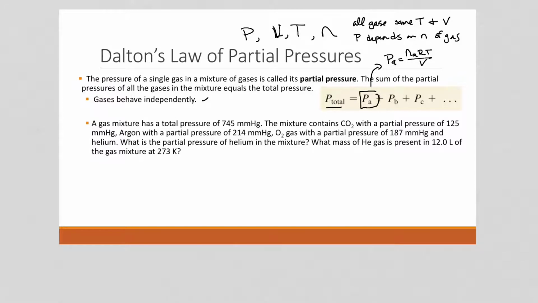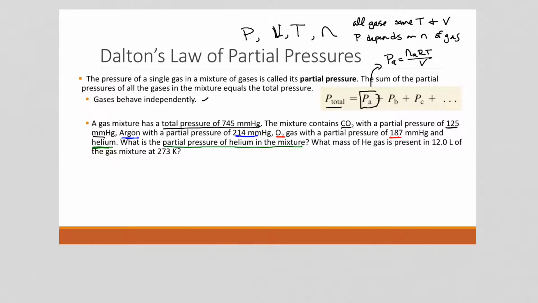Okay, so let's put Dalton's law of partial pressures to work. Let's say we have a gas mixture and the total pressure is 745 millimeters of mercury. It's a mixture that contains CO2 at 125 millimeters of mercury, argon at 214, O2 at 187, and helium. And we want to know what is the partial pressure of helium in the mixture?